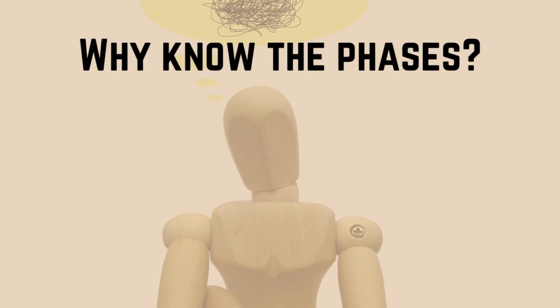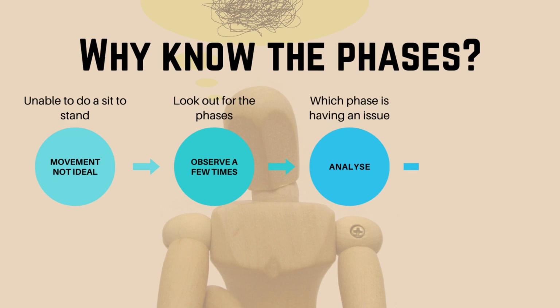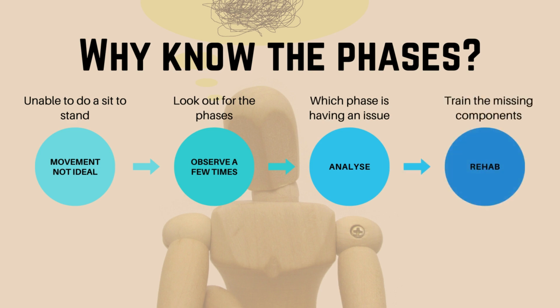So the importance of knowing these phases is that when a sit-to-stand is not happening for your patients or your clients, then it is good to observe the movement fully, analyze and see which of these phases is lacking. And from there, you can actually look into some exercises they can do for each of these phases.